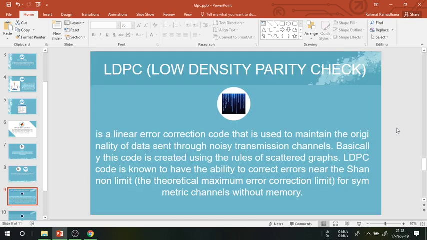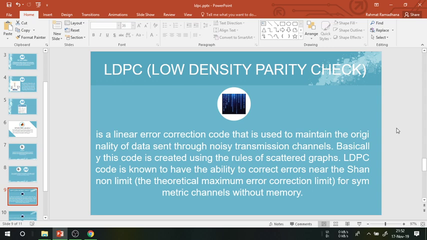And the last is LDPC, or low-density parity check. It is a linear error correction code that is used to maintain the originality of data sent through a noisy transmission channel. Basically, this code is created using the rules of sparse graphs. LDPC codes are known to be able to correct errors near the Shannon limit, the theoretical maximum error correction limit for a symmetric channel without memory.